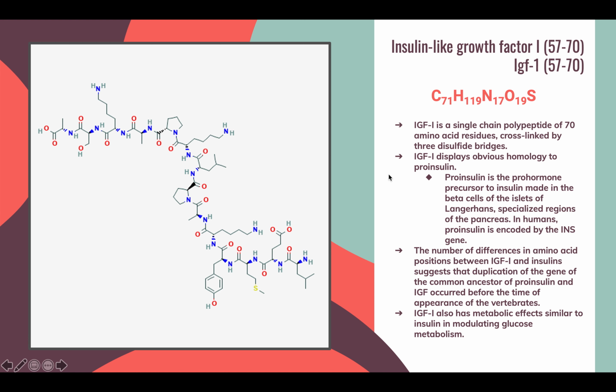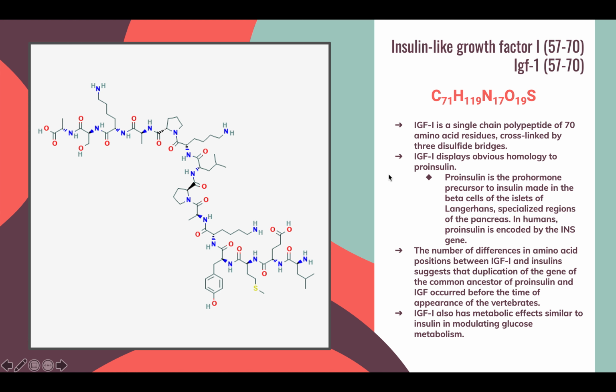Insulin-like growth factor 1 is commonly known as IGF-1, which is a single-chain polypeptide of 70 amino acid residues cross-linked by 3 disulfide bridges. IGF-1 displays obvious homology to proinsulin. Proinsulin is the pro-hormone precursor to insulin made in the beta cells of the islets of Langerhans within the specialized regions of the pancreas. In humans, proinsulin is encoded by the INS gene.